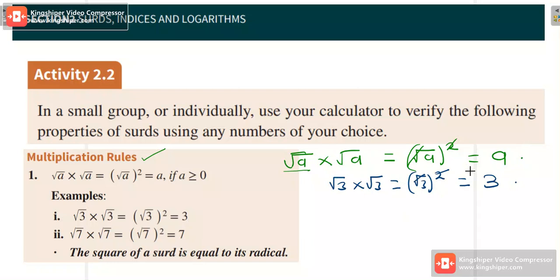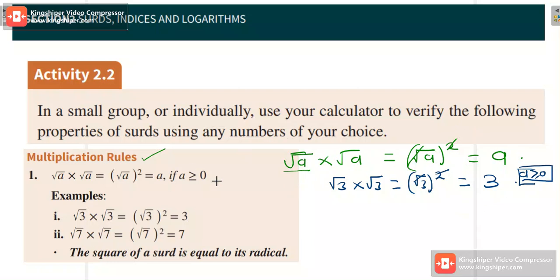And also take note that the value a must always be greater than 0. Any number under the root sign must always be greater than or equal to 0. Let's get that clear. It has to be greater than or equal to 0.